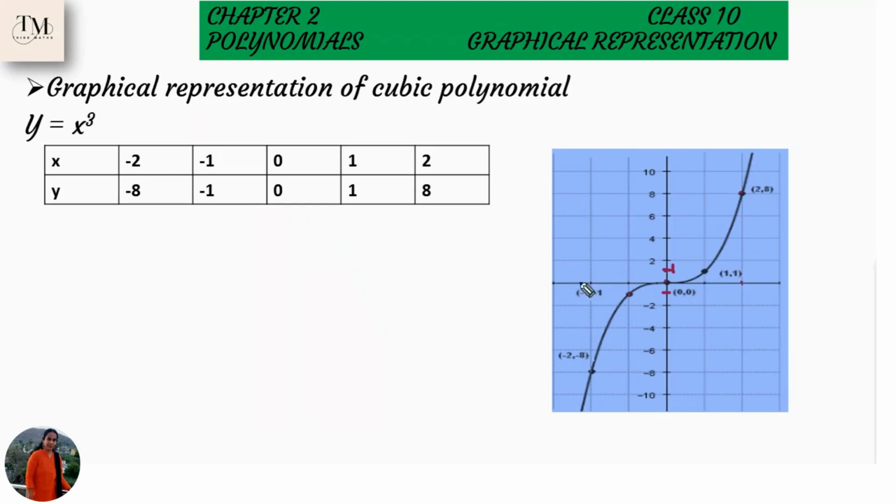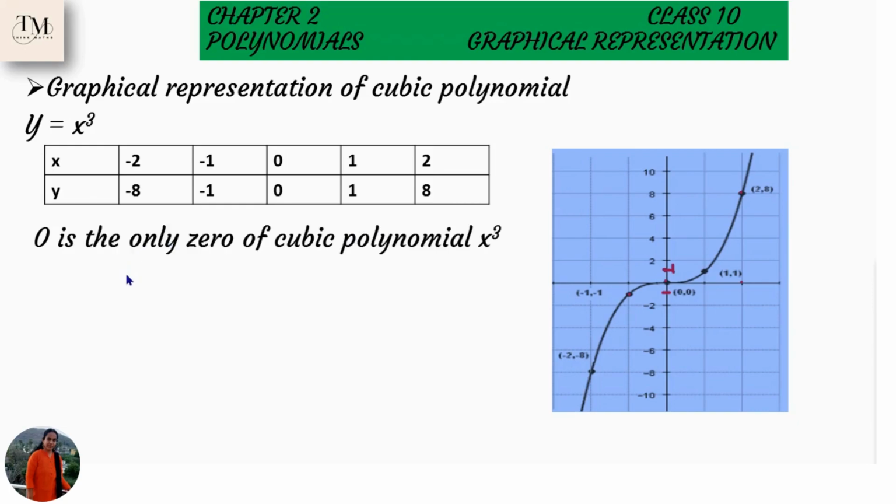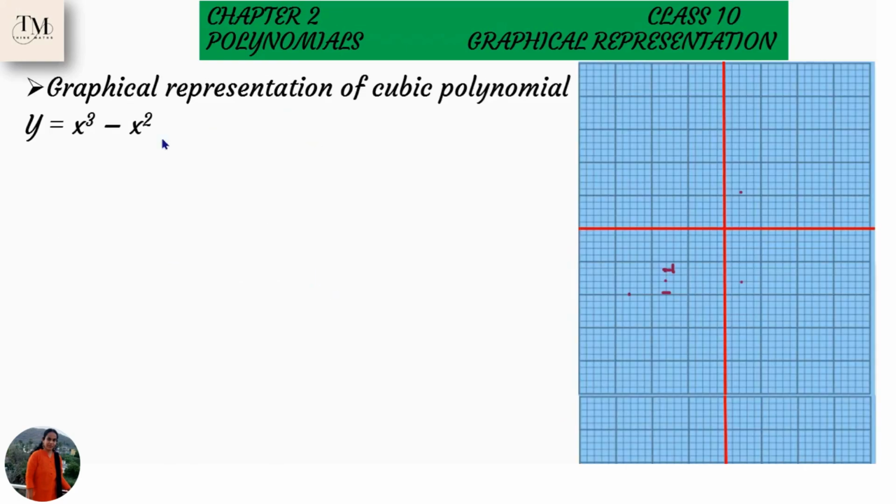So here the only 0 is 0. So we get the answer for y as 0 when x is equal to 0. So 0 is the only zero of the polynomial. Okay. So when y is equal to x cube, 0 is the only zero of the cubic polynomial. So here we get only 1 zero. In the last example, we got 3 zeros. So let us take another example.